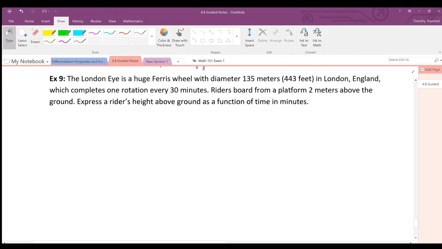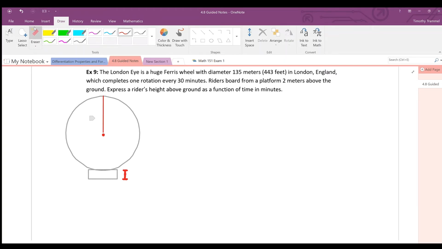All right, example 9 is very similar to the one up above. I want you to pause the video and give this one a try. Now that we've given this a try, let's see how we've done.